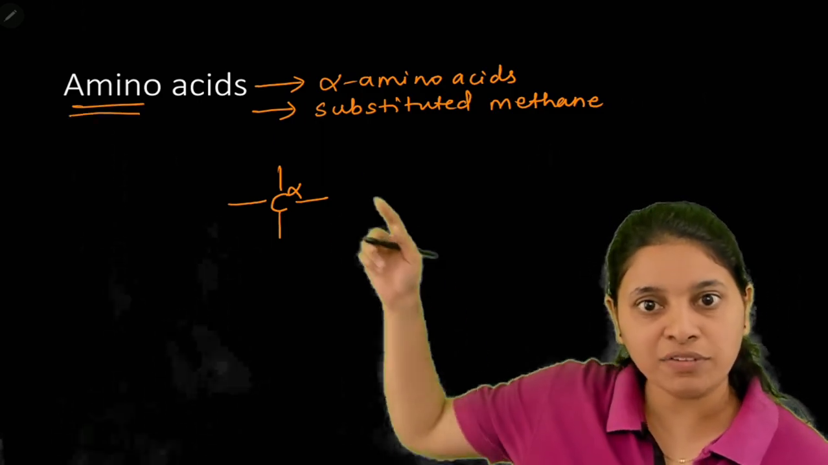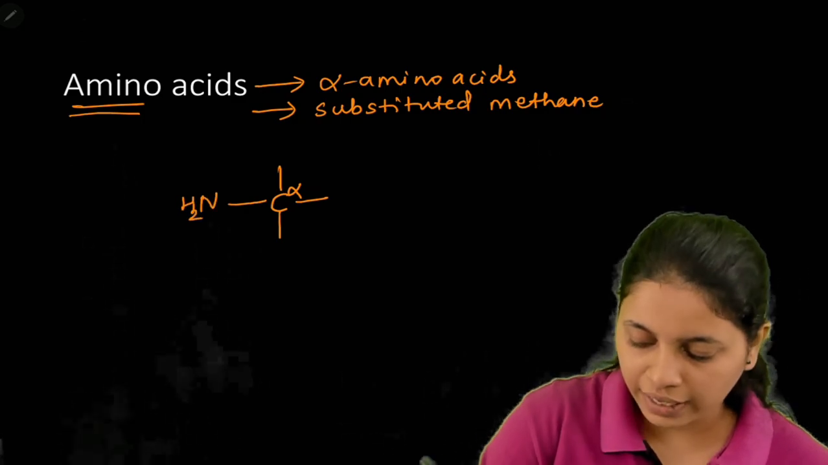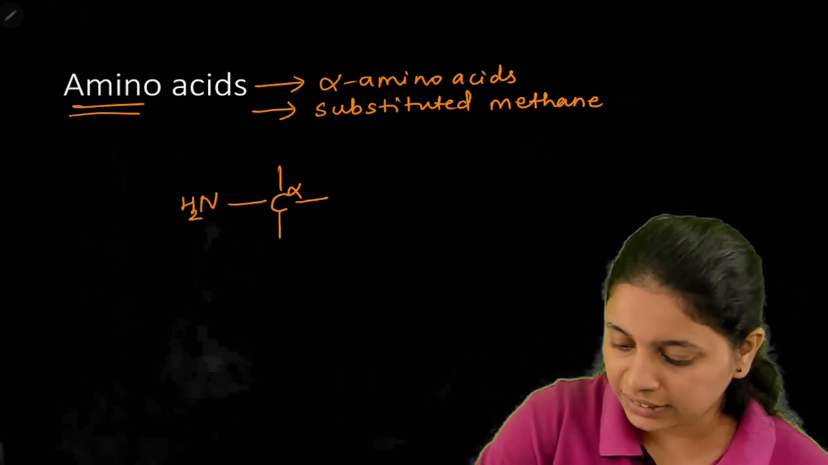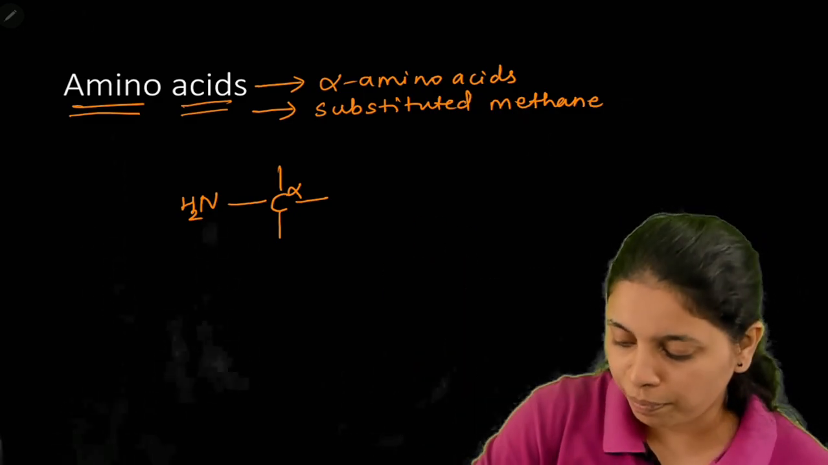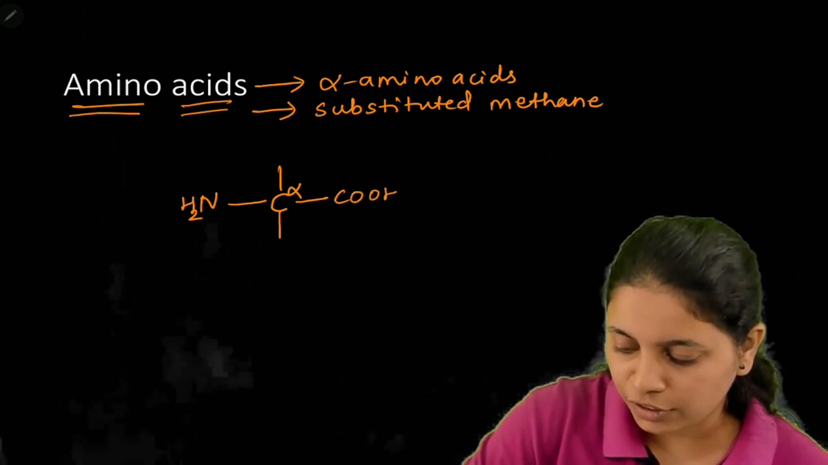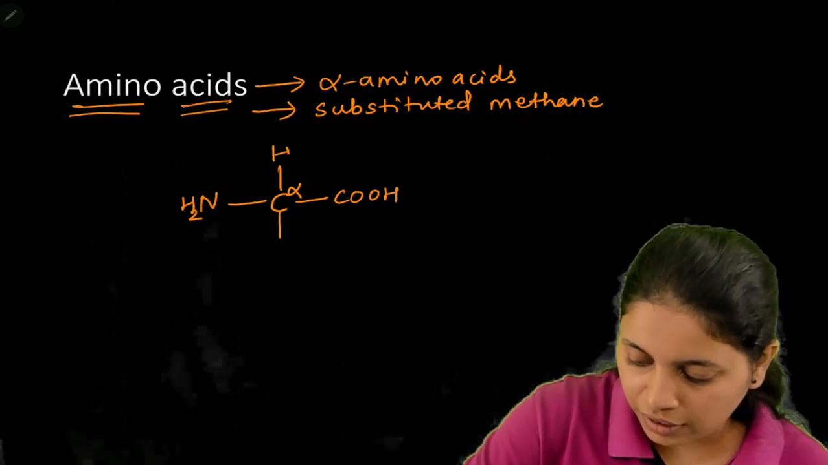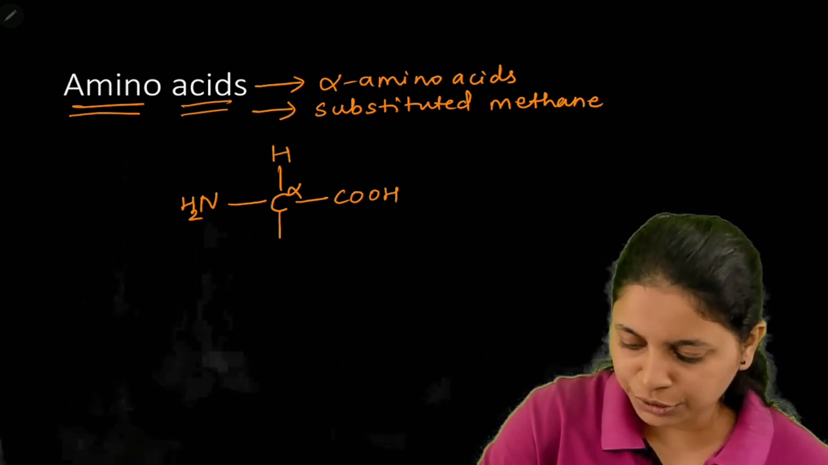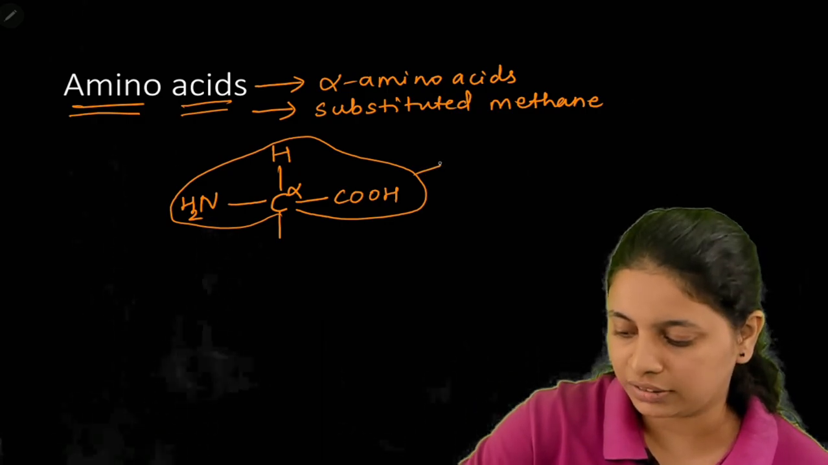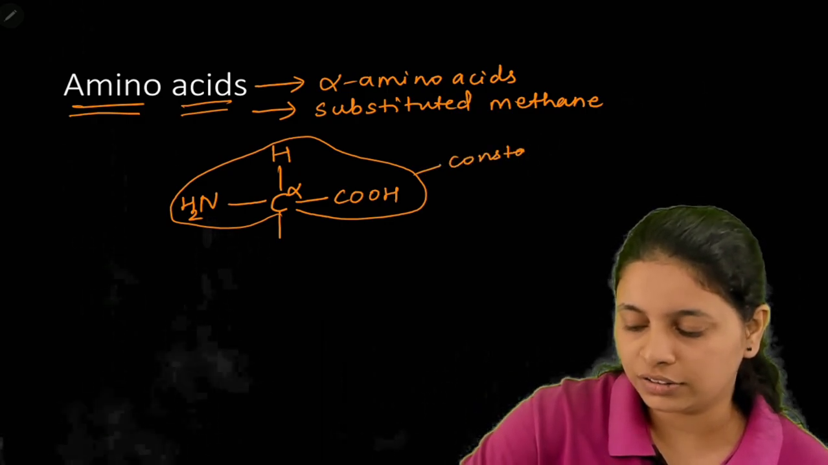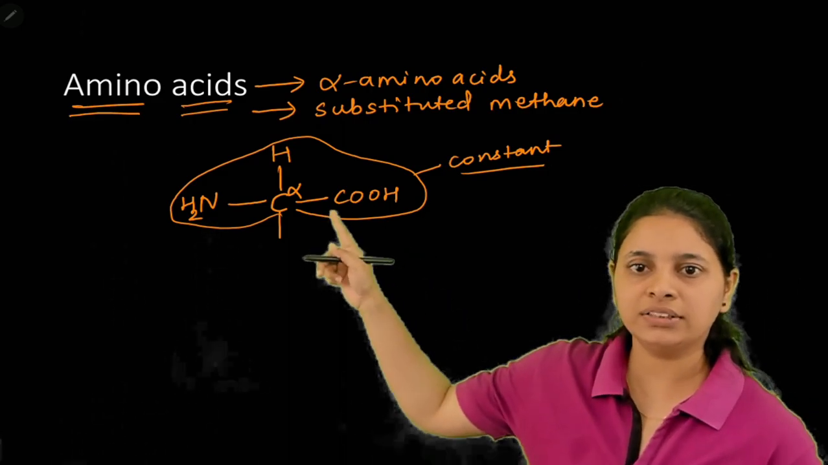Amino acid, right? The word amino means there is an amine group attached to the alpha carbon. Next, acid, so the acidic group, carboxylic acid group COOH is present. Third, we have the hydrogen. Now this part is constant for all the 20 amino acids.